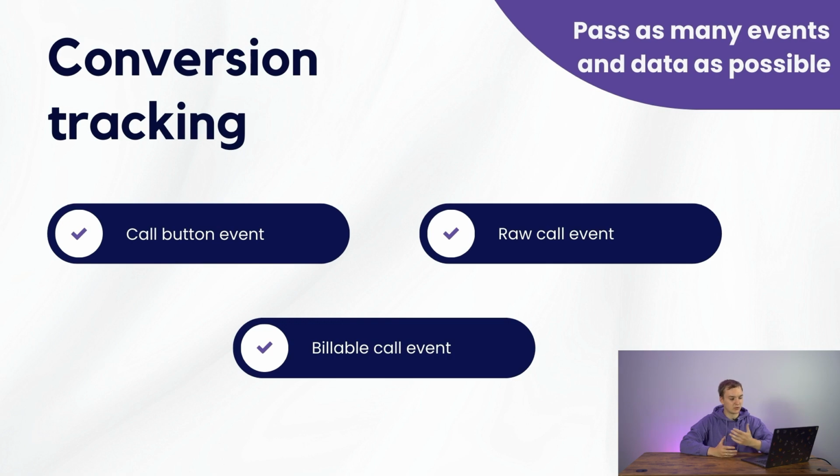And by doing that, we are passing 3 separate events to feed the TikTok algorithm as much as possible. And we also try to pass as much data as possible, like TikTok click ID, IP address, date and time, as well as phone number of the user. So TikTok can match those conversions as much as possible.